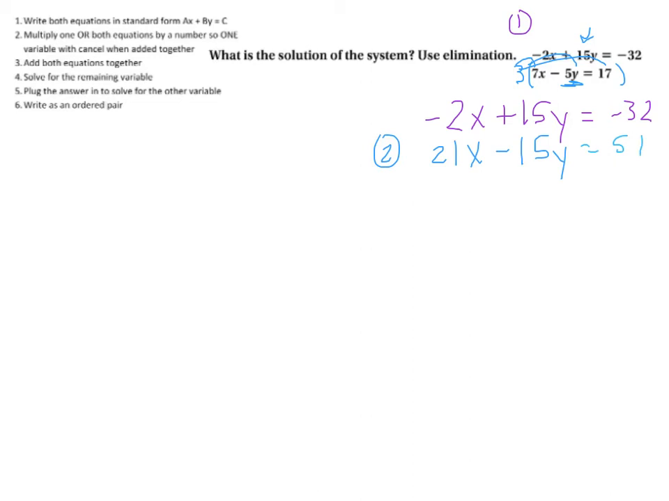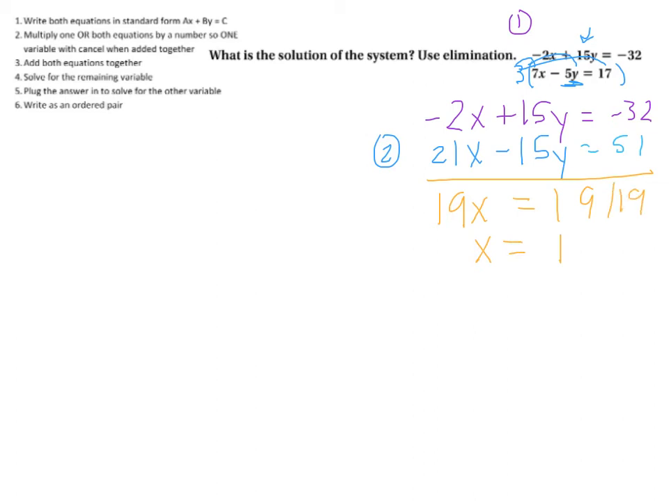And now my third step is to add them together. So when I add them together, this will become a positive 19x. I'm not going to write out anything for my y's because that would be equal to 0. And then I have negative 32 plus 51, which will give me 19. So my x is equal to 1 here because 19 divided by 19 would give me 1.